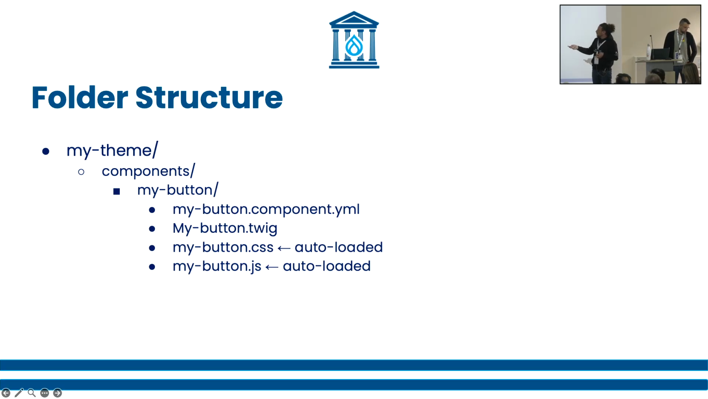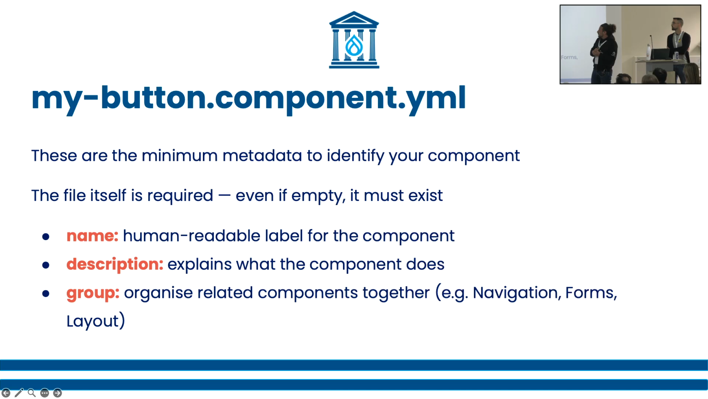This is the folder structure. So we have our theme, components folder, and then we have my button. Then we have my button component YAML, button twig, and then CSS and JS that will be automatically loaded if they match the same name of the component. So this is the component YAML file.